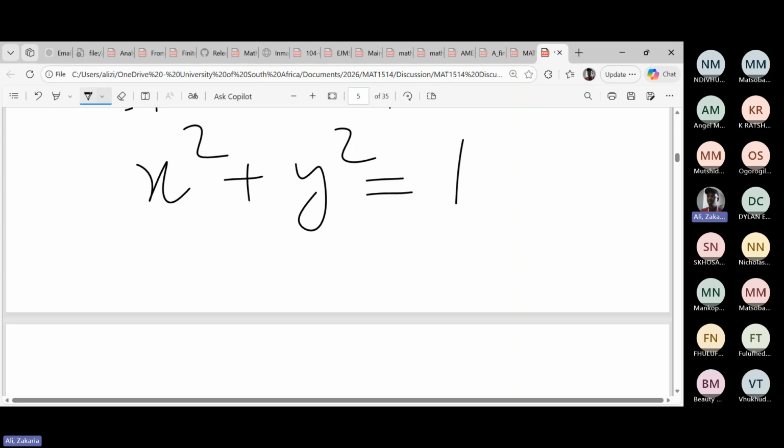Is this a function the way it is? Can someone tell me, is it a function, yes or no? If I have x squared plus y squared equal to 1, is it a function, yes or no? We have seen the definition of functions last week, right? I'm trying to ask you, is this a function, yes or no?